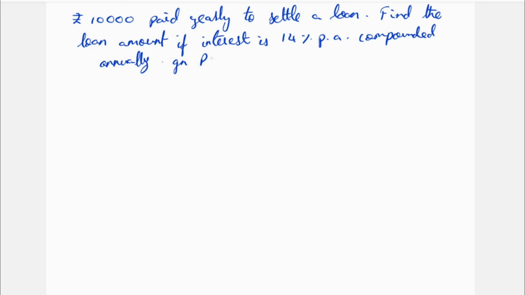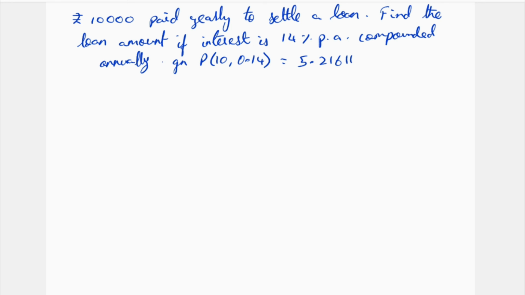Given present value annuity factor for 10 years at 14% rate of interest is equal to 5.21611. Very simple question. They have given us 10,000 rupees is the annuity being paid, 14% per annum compound annually is the rate of interest, present value annuity factor also they have given. They are asking us to find the loan amount, or the present value.